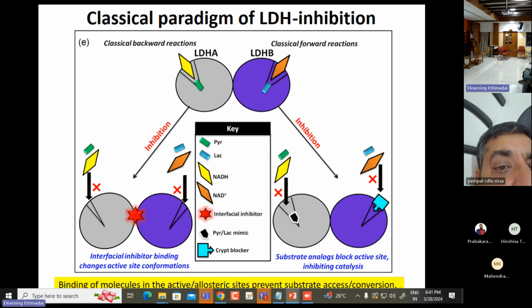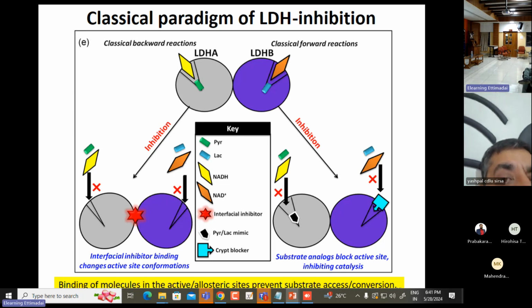We found in literature that there are many inhibitors that people have worked on. So many inhibitors which are natural molecules, like gossypol and many other flavonoids, which are too large, I can say, to enter the active site of LDH. The active site is quite narrow. You already have NADH. So there are different ways that the enzyme can be inhibited.